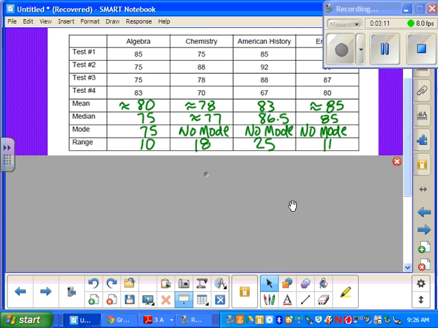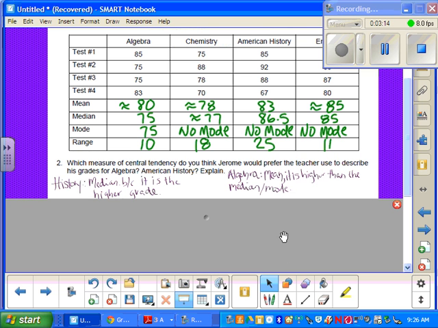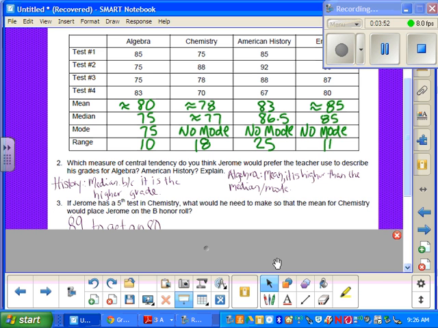Let's look at number 2 first. It says, which measure of central tendency, and that's just another term for the mean, median, mode, and range, do you think Jerome would prefer the teacher to use to describe his grades for algebra and American history? Explain. So Jerome probably wants her, for the algebra, to take the mean because it's higher than the median and mode. And of course, you want to have the highest grade possible in your classes. And looking at history, he probably wants the teacher to take the median because it is the higher grade out of all 4 possibilities. So he's trying to see what grade would be the highest to get on that honor roll.